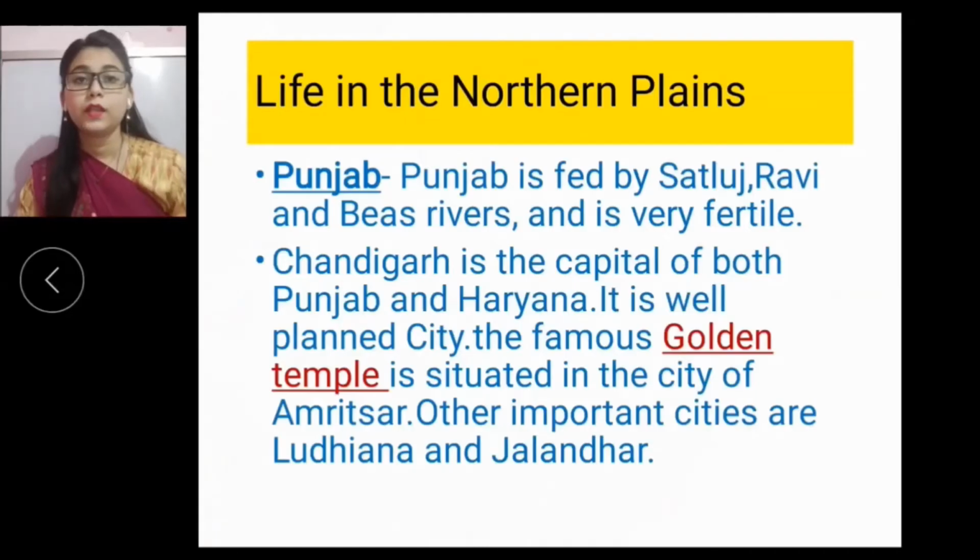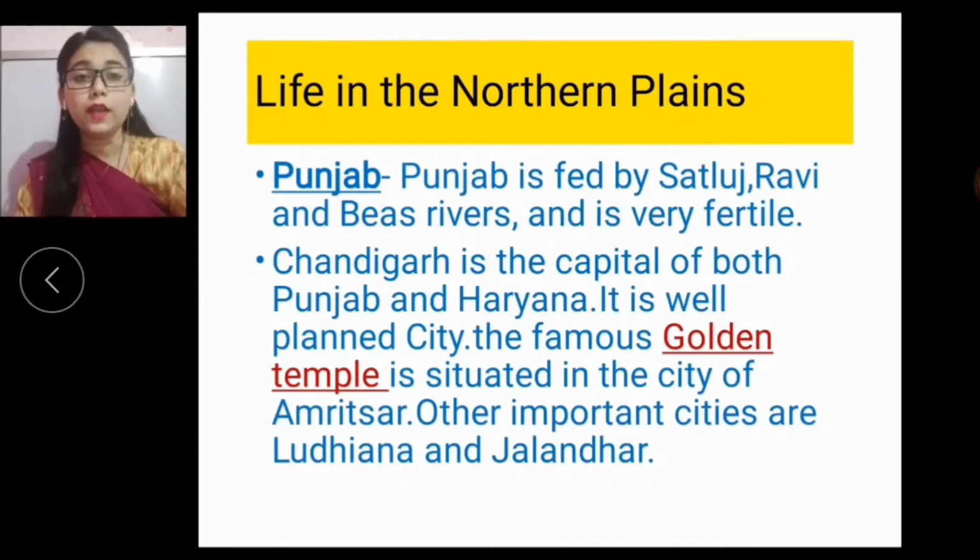Understood? Now life in the northern plains. As you know, these rivers are flowing through these plains. So these plains are very fertile. That is why these are populated areas. Now first let's start with the first state, that is Punjab. Punjab is fed by the Satluj, Ravi and other rivers and is very fertile.